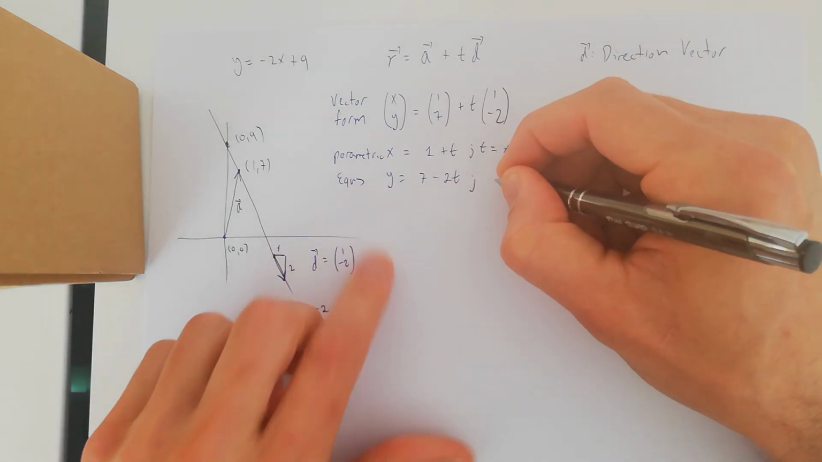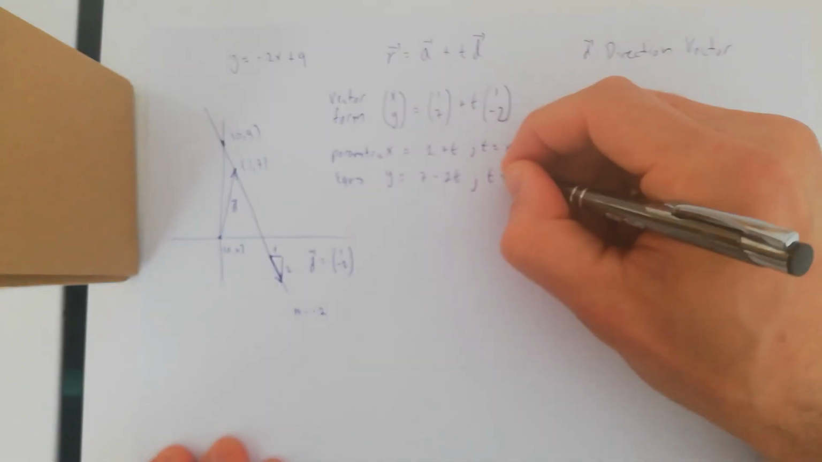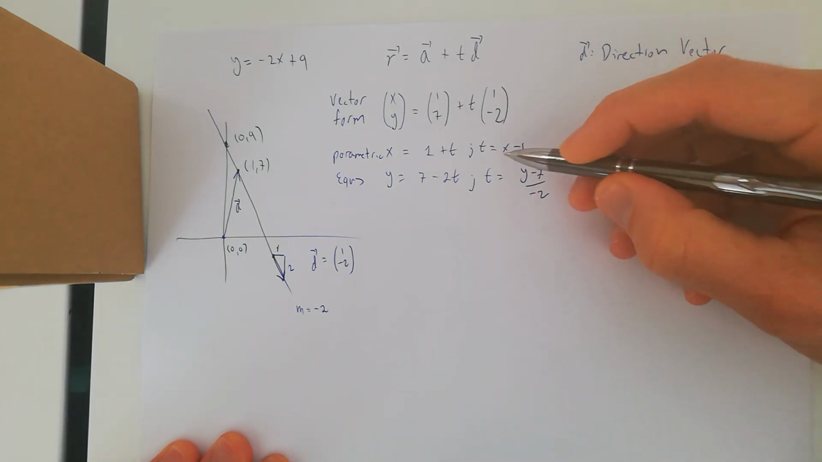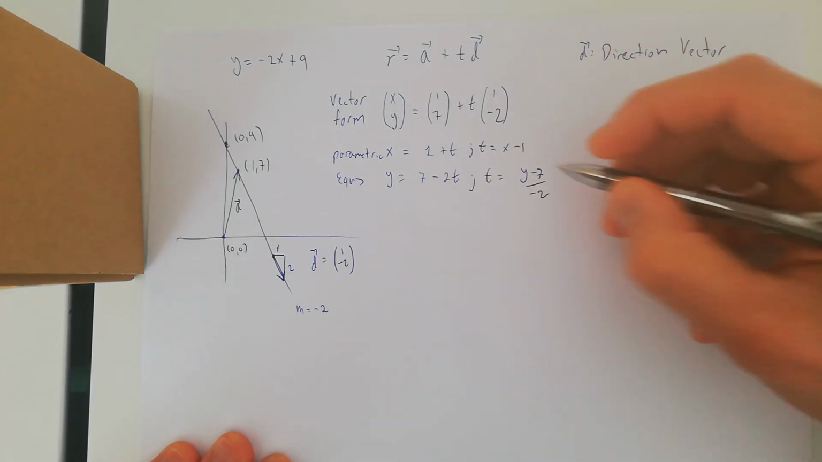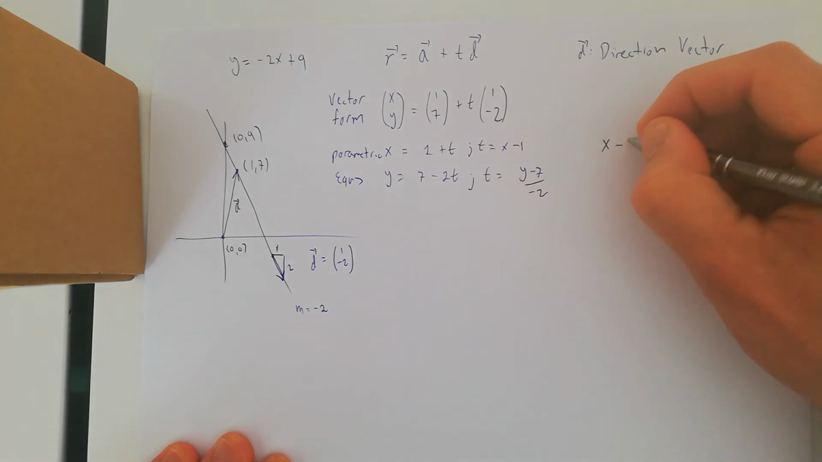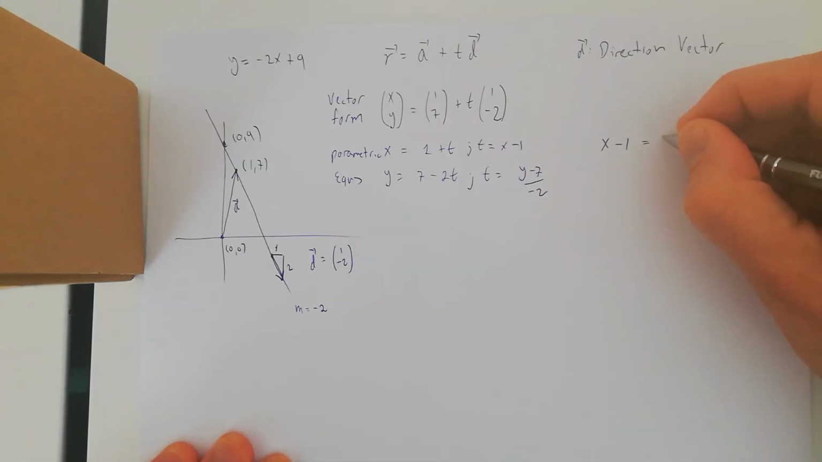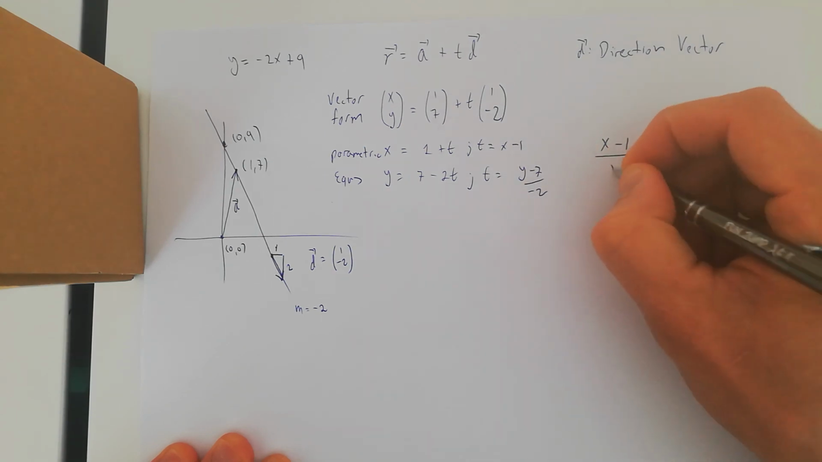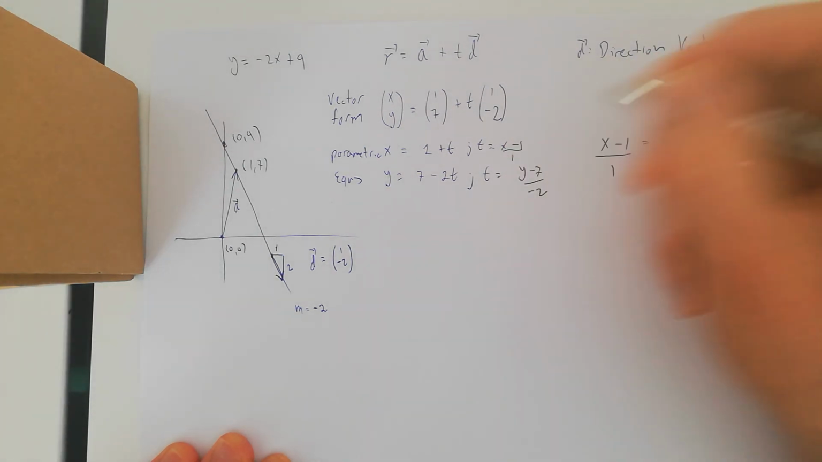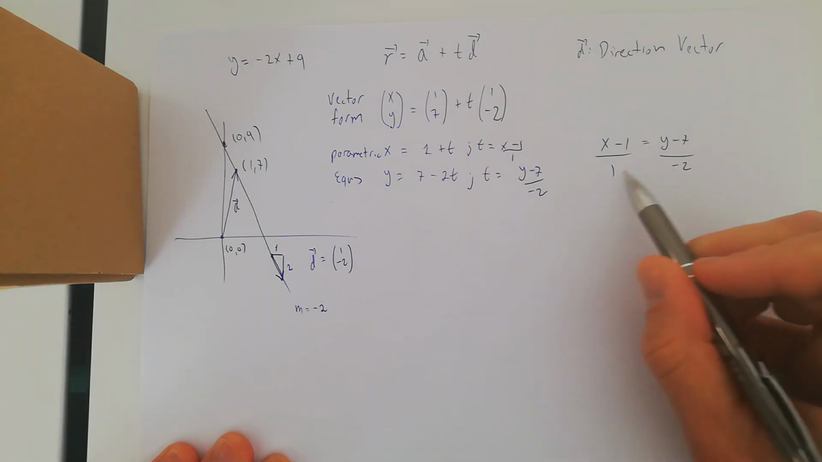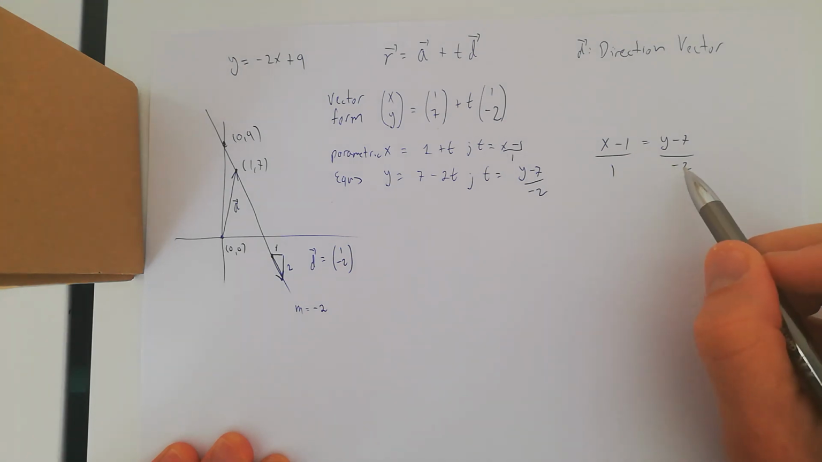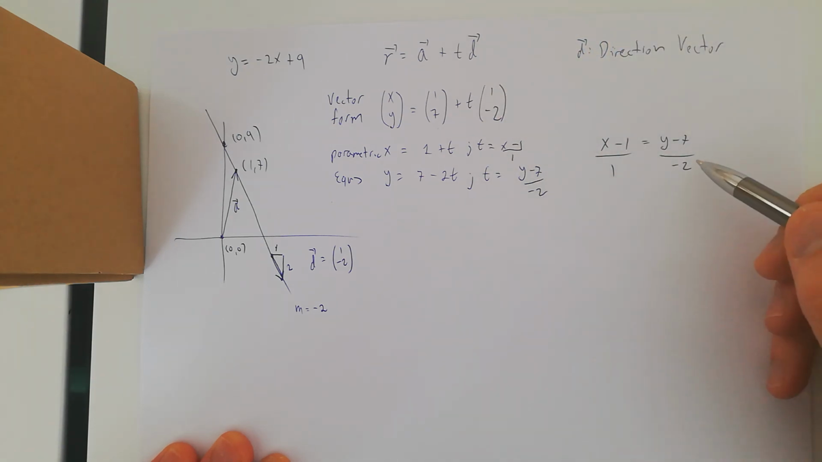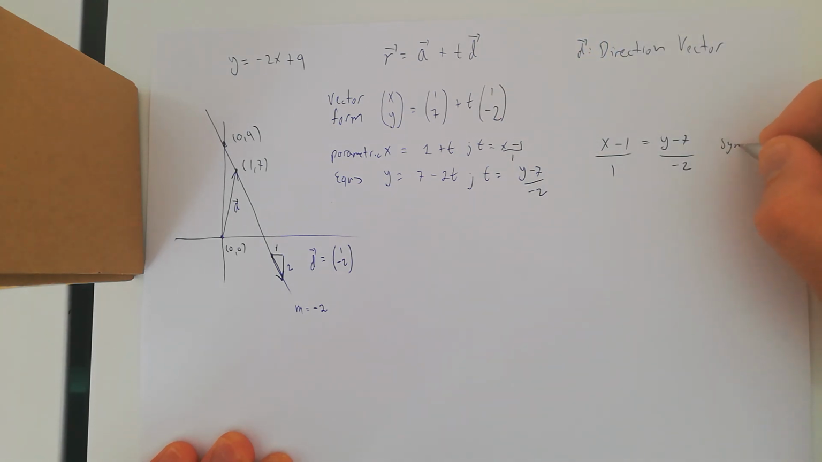Pay attention, from this equation we can obtain t as x minus 1. From this equation we can obtain t as y minus 7 over minus 2, and then since this is equal to t and this is equal to t, we can equal the right sides to each other. So x minus 1 is equal to y minus 7 over minus 2. Here I'm going to write over 1, since in reality here it is over 1. Pay attention that the 1, minus 2 are the same numbers as the coordinates of the direction vector.